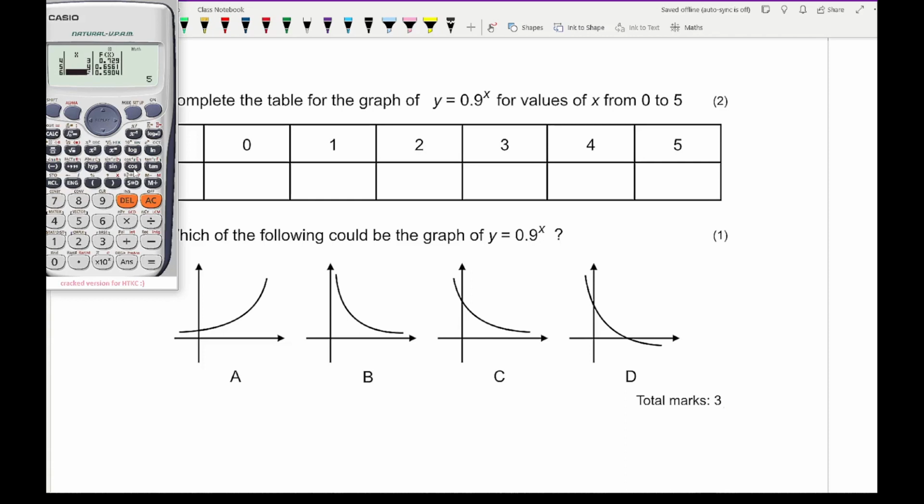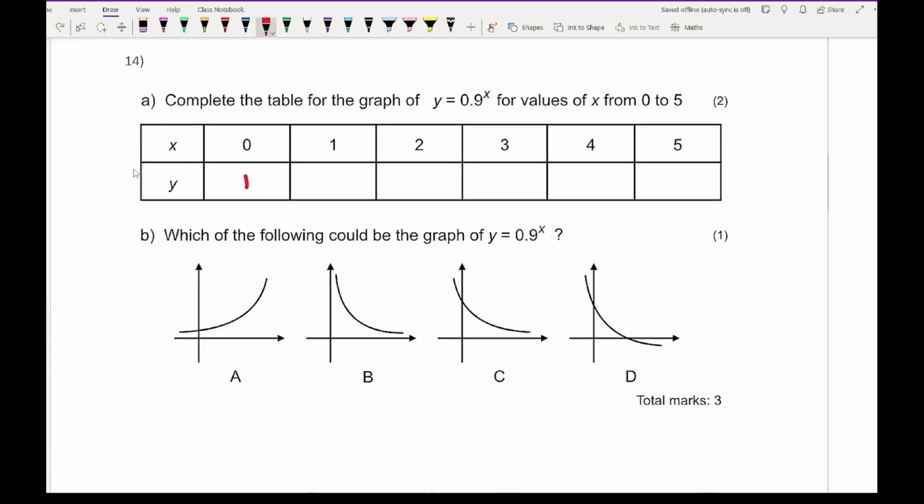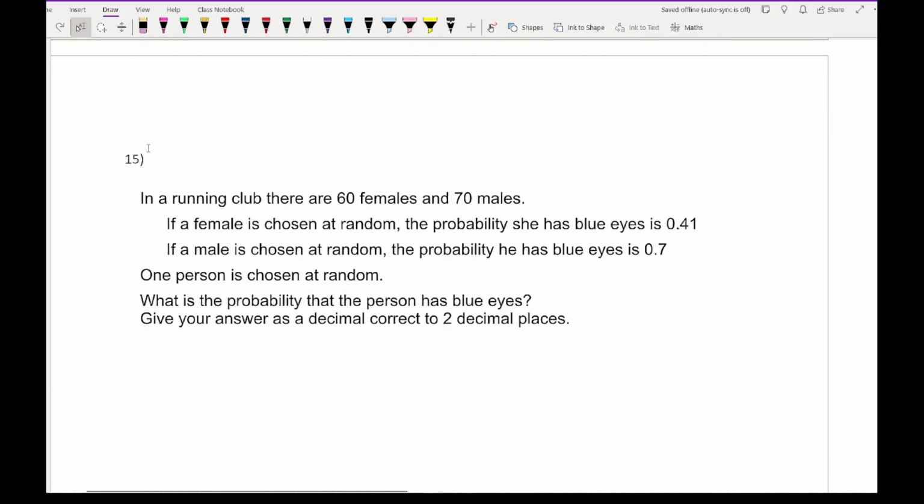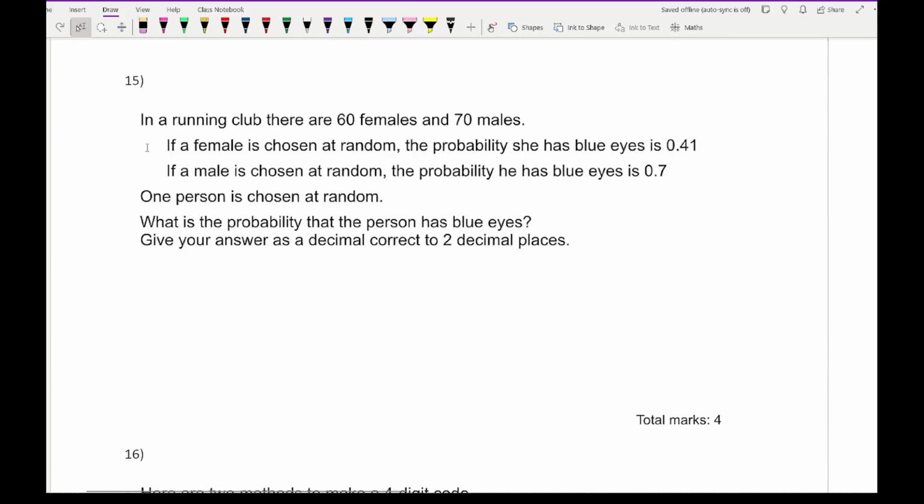So the numbers I should have are 1, 0.9, 0.81, 0.729, 0.6561 and 0.5904. And which of these graphs represent those values? Well, the correct answer you should have is going to be C. Moving on to question 15, it says that in a running club there are 60 females and 70 males.